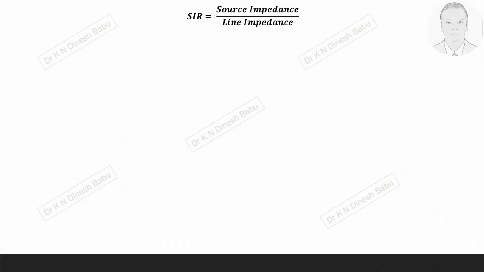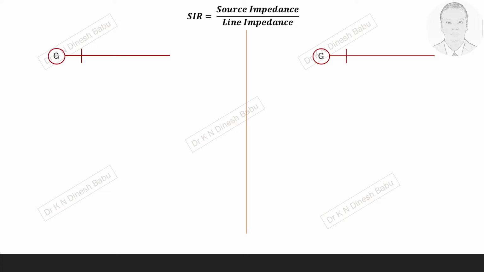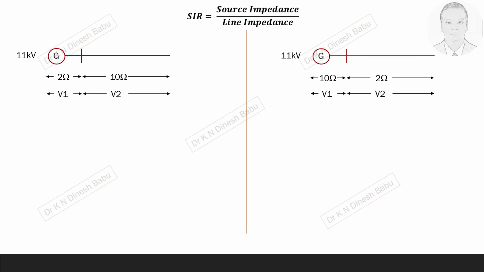System impedance ratio is defined as source impedance divided by line impedance. Let's take a system as shown, a generator connected to a transmission line. Let us assume 11 kV. The left hand side we can call system 1, and the right hand side system 2. In system 1 we consider the source impedance as 2 ohms and the line impedance as 10 ohms, whereas in system 2 we consider the source as 10 ohms and the line as 2 ohms. In both cases, the voltage of the source is assumed as V1 and the line voltage as V2.